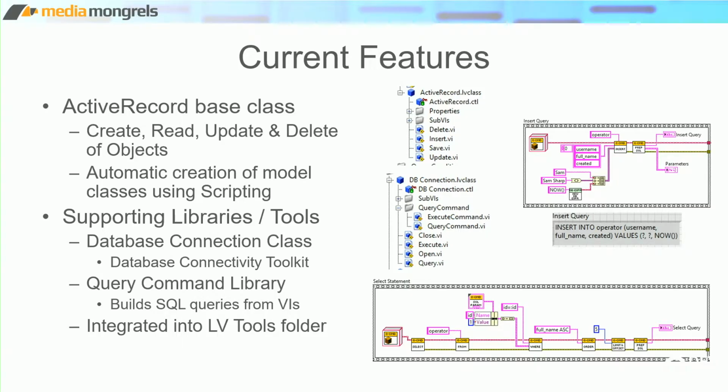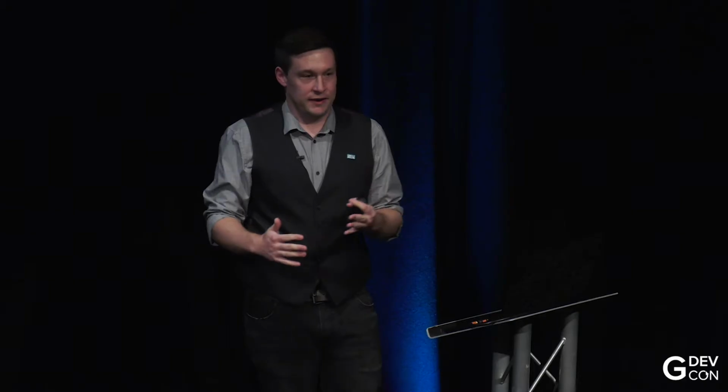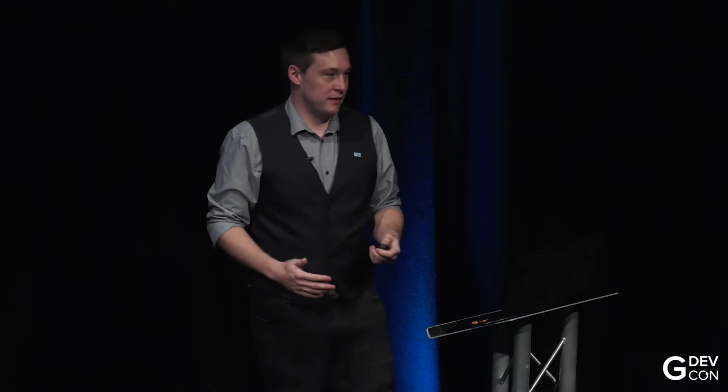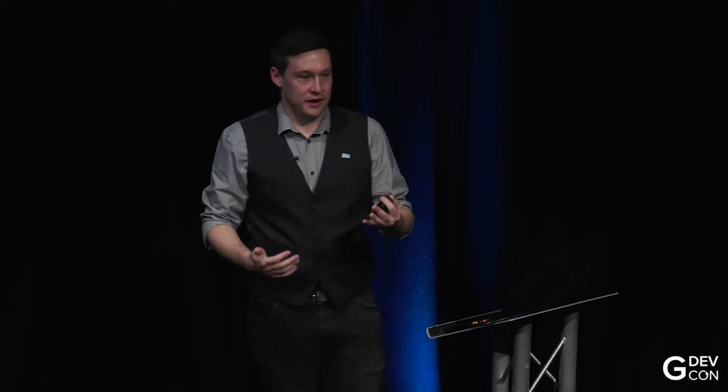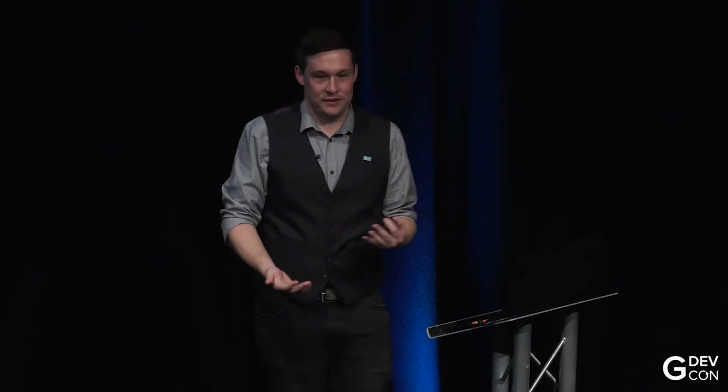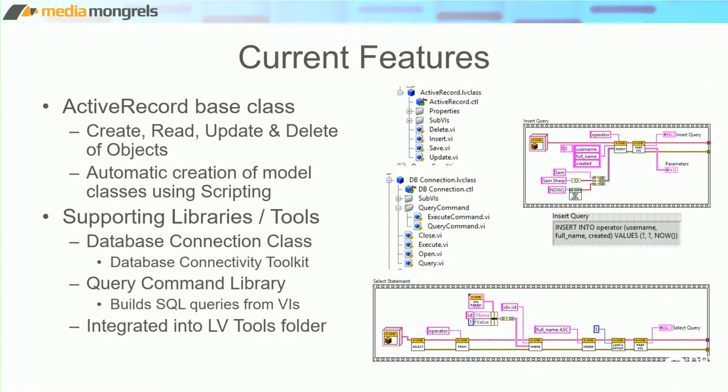So if you wanted to do an SQLite version with James's library, then you could wrap that up into this ActiveRecord implementation. There's also a query command library. What this does is it allows you to build up an SQL query through a series of methods and properties, rather than having to know the syntax for getting the last inserted record ID, or the syntax for inserting a string. This abstracts all that away.